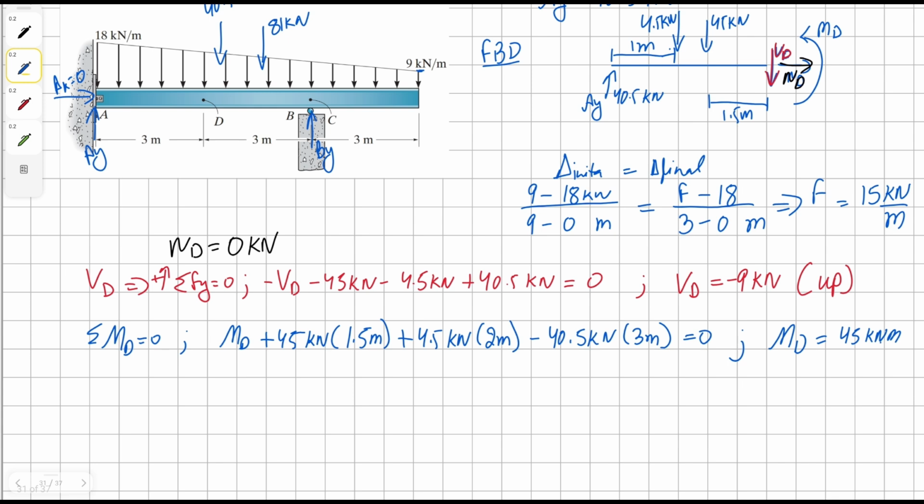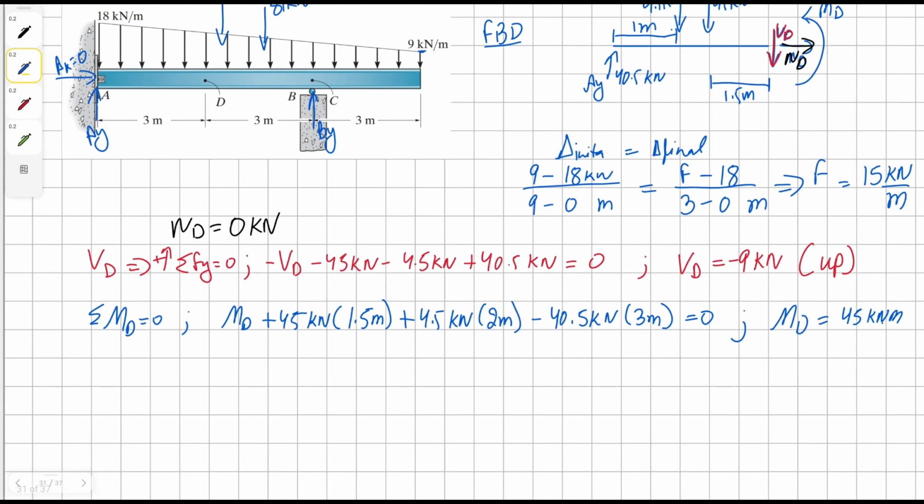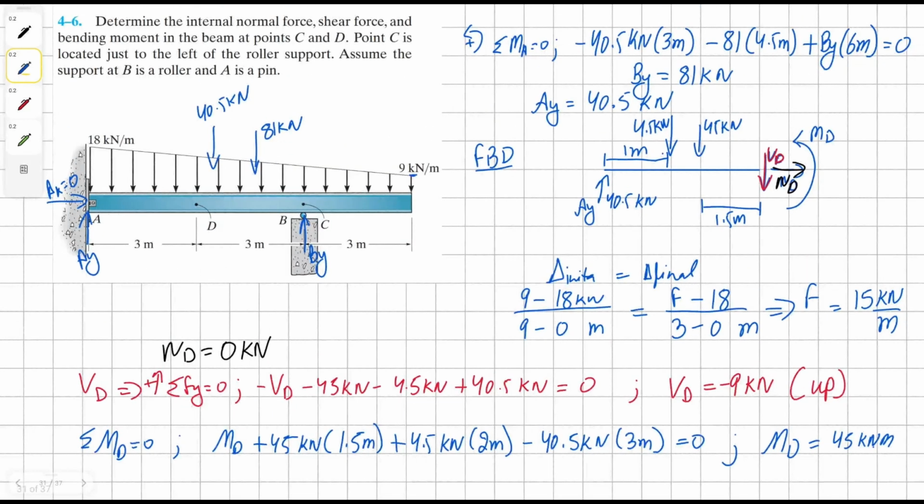This means our assumption for moment D is correct, that it's counterclockwise. Now similarly we can move forward to point C, and we were told that point C is left of point B.